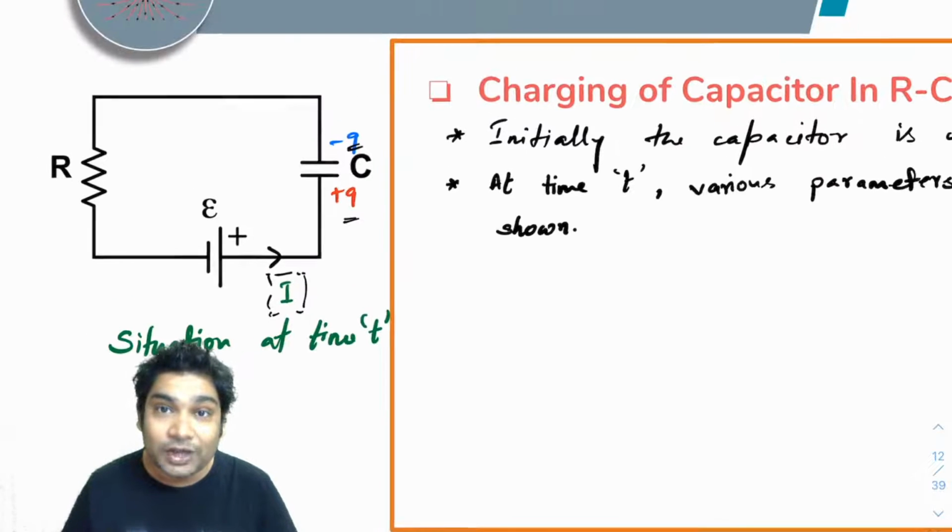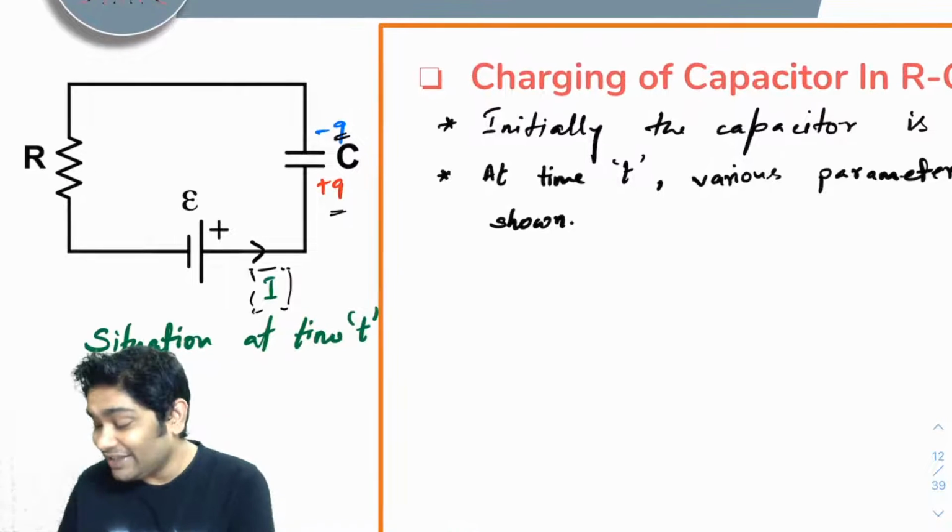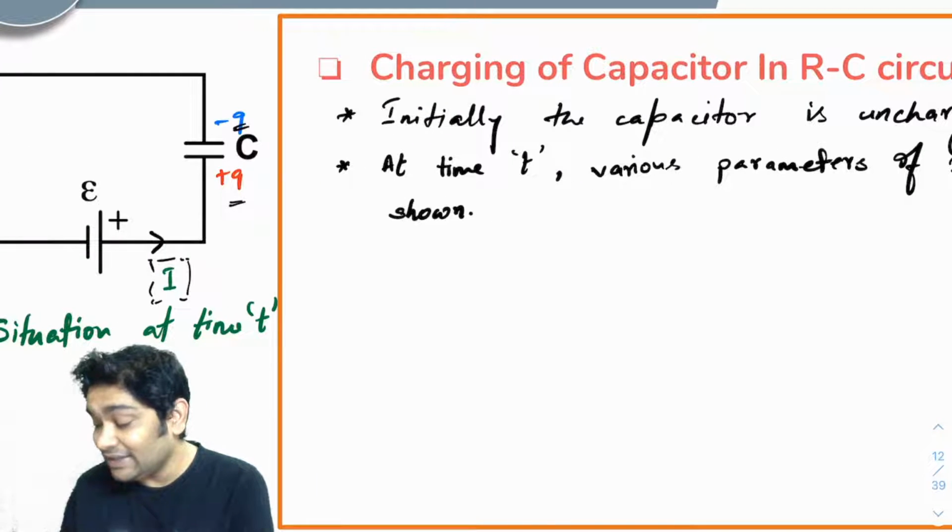Because there is no need for KCL. There is a single loop only, so there are no nodes. So let's just apply KVL. Let's see what that gives us.